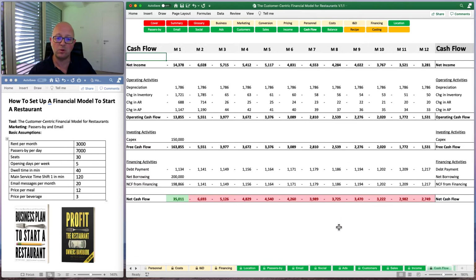Then we also have a cash flow statement. The cash flow, of course, should be positive, means how much cash do you have each month to pay all the bills, and this cash flow should be a positive one. If it's negative, then it's marked red.